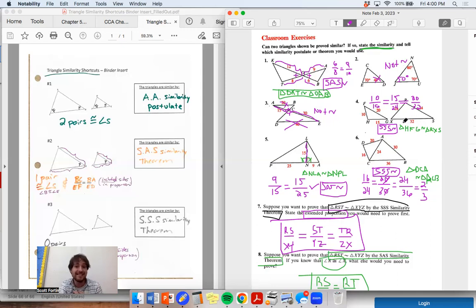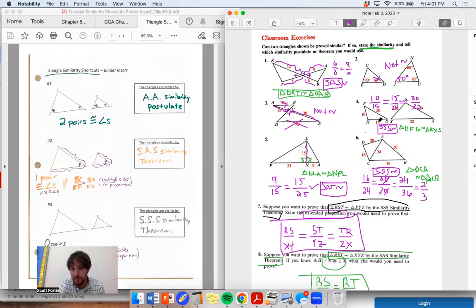This one here is SSS similarity, right? Your strategies, right? Stay organized. Start from the smaller side. The smaller sides are always going to be the corresponding sides. You just need to see if I set up the ratio between the smaller sides, and then the medium sides and the larger sides, if that scale factor is consistent among the three. If so, SSS. And this one it was 10 to 16.